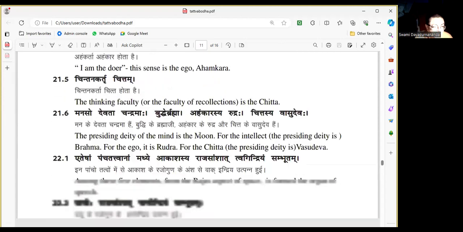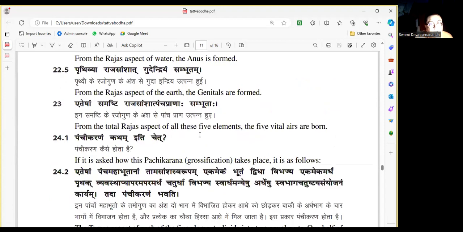Similarly, now in the Rajasa Angsha, Etesham Samashti Rajasa Angshat Pancha Prana Sambhuta. From the Pancha Mahabhuta, Akasha, Vayu, Tej, Apaha, Prithvi together, the Rajasa Angshat forms the Pancha Prana. We read about the Pancha Prana earlier: Prana, Apana, Vyana, Samana, Udana. These are born, created.